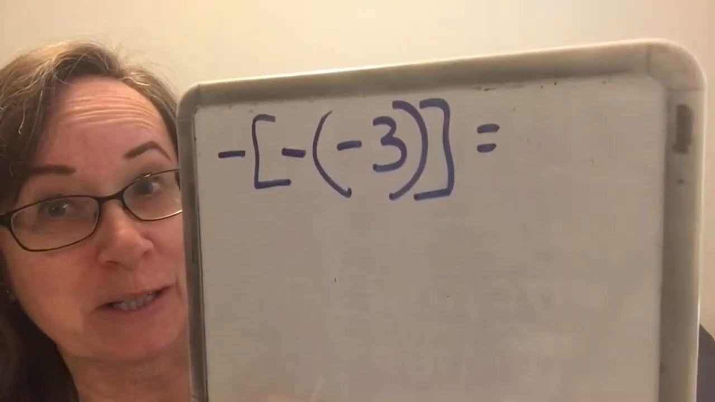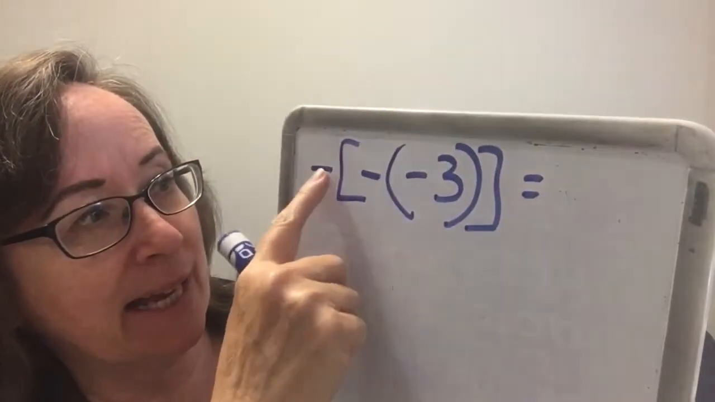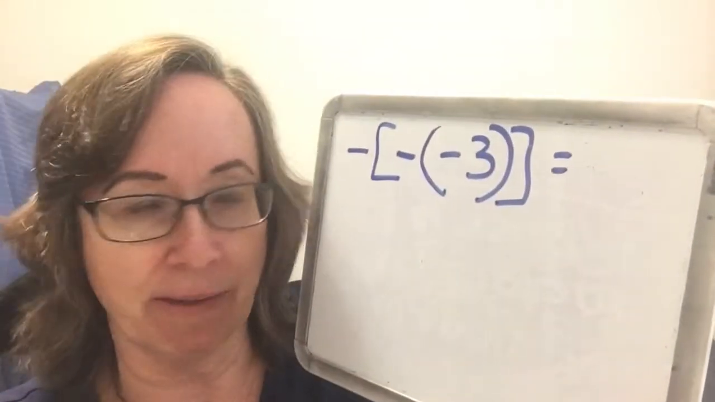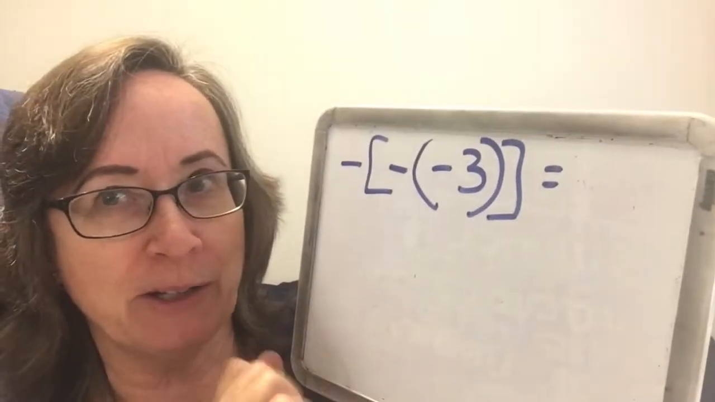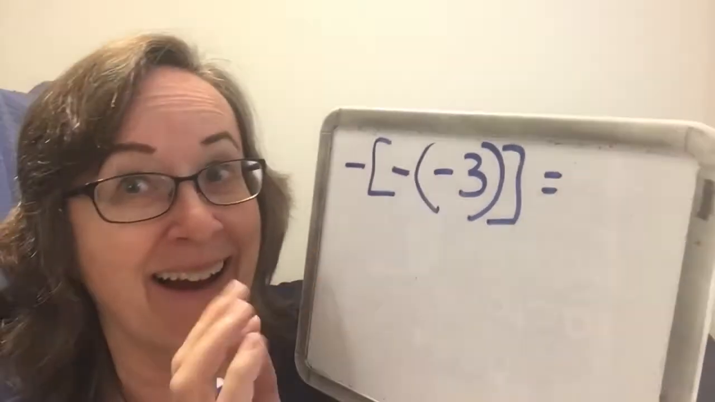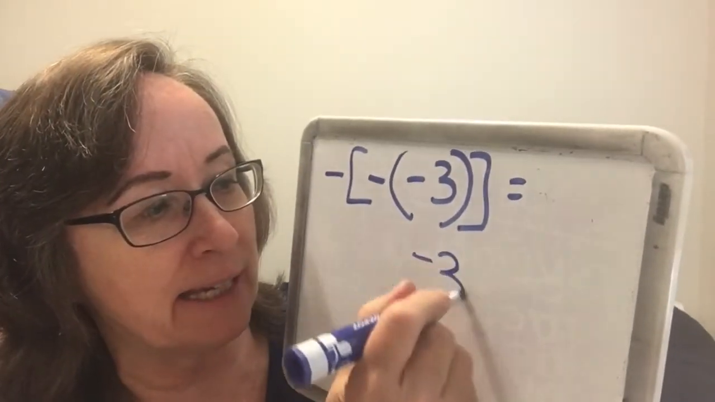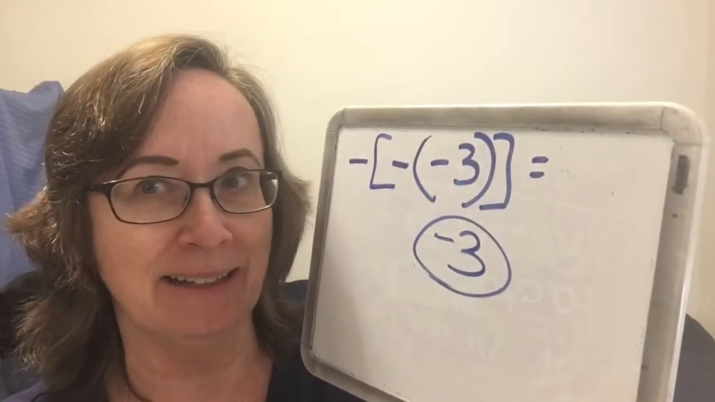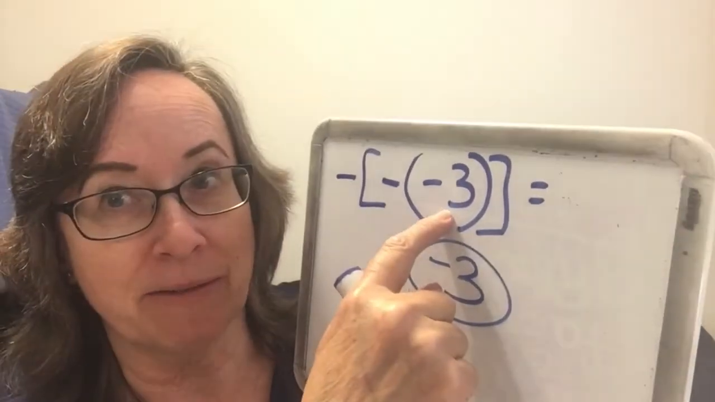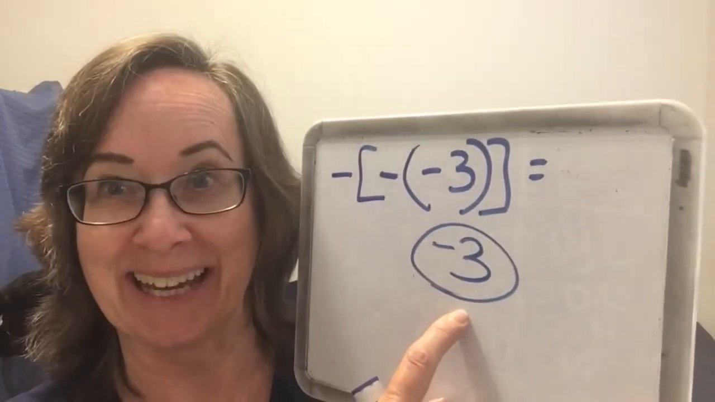Okay, here's your first practice. I'm going to do this one for you. So we have a negative, negative, negative 3. Okay, so we're going to count the negatives. 1, 2, 3. Odd number of negatives means a negative 3. So the answer is negative 3. So now let's check it going the other way. Negative 3, positive 3, negative 3. Yeah, we get a negative 3. Okay, so that's your first one.